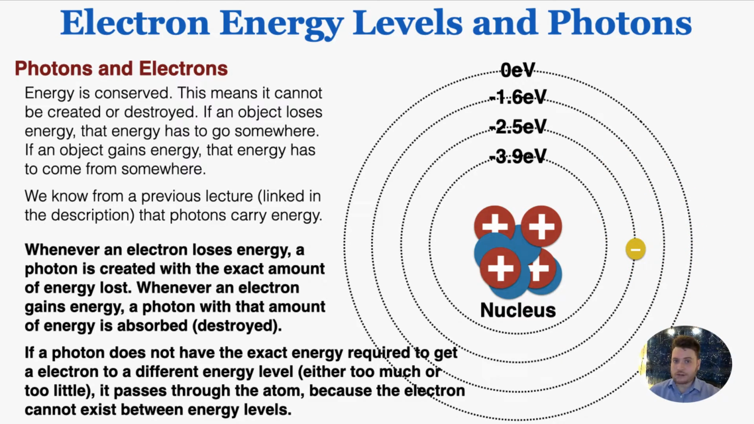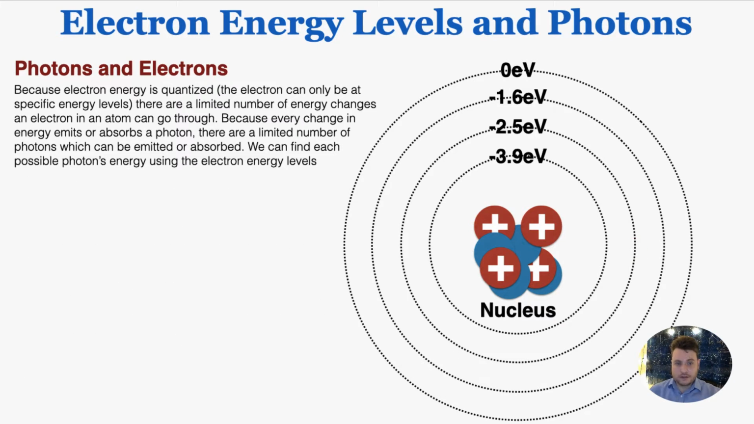That's going to be another really fundamental concept that we'll come back to a lot in this topic. Because electron energy is quantized, the electron can only be at specific energy levels, there are a limited number of energy changes an electron in an atom can go through. Because every change in energy emits or absorbs a photon, there are a limited number of photons which can be emitted or absorbed.